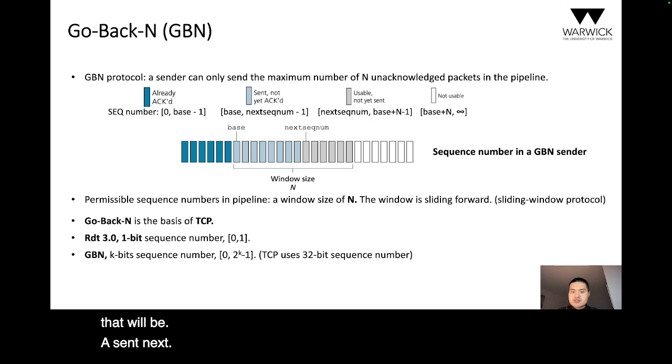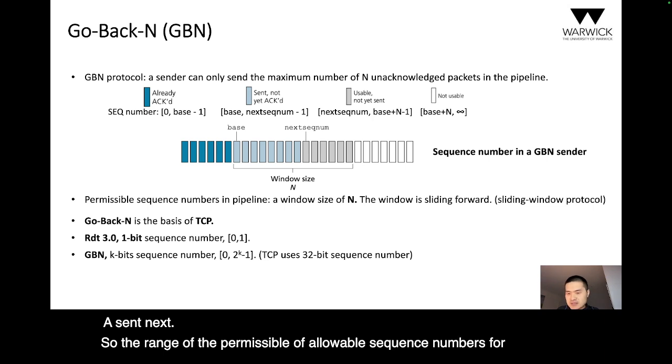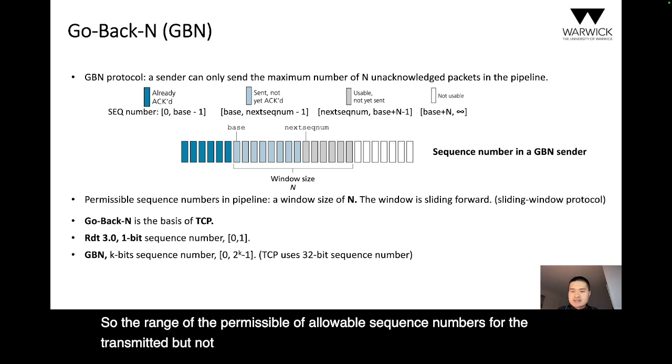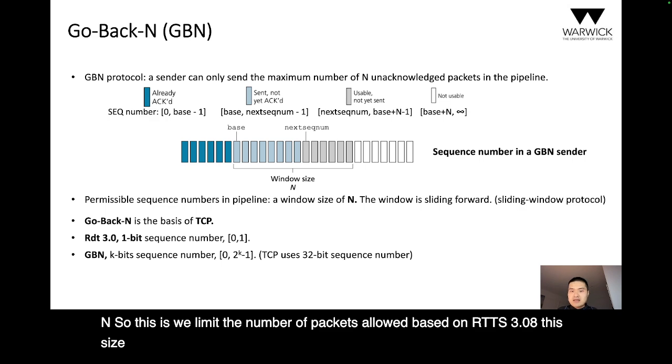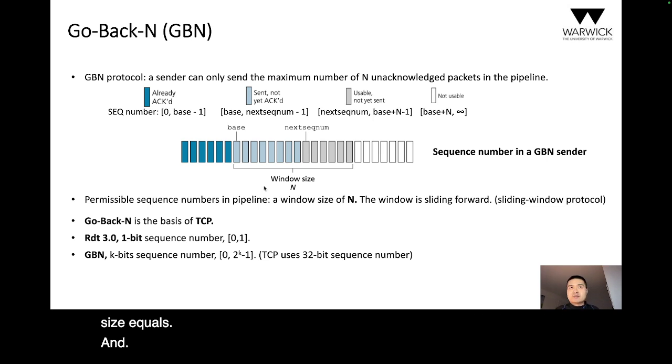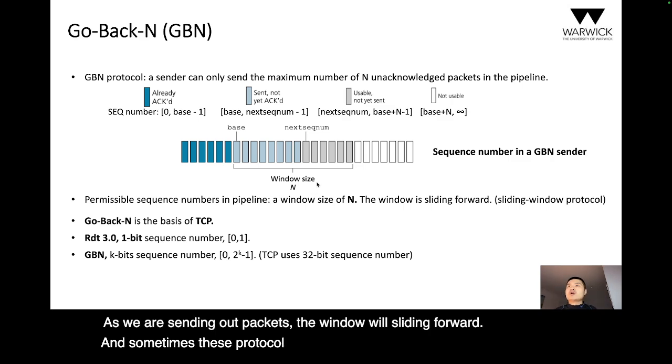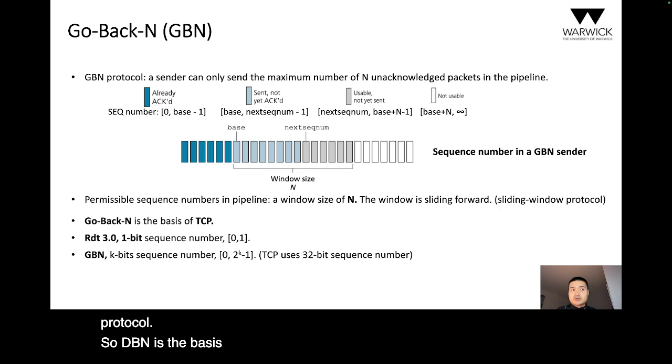So the range of the permissible sequence numbers for the transmitted but not acknowledged packets can be viewed as a window of size N. This is how we limit the number of packets allowed, compared to RDT 3.0. As we send out packets, the window slides forward, so the GBN protocol is also called a sliding window protocol. GBN is the basis of the TCP protocol.